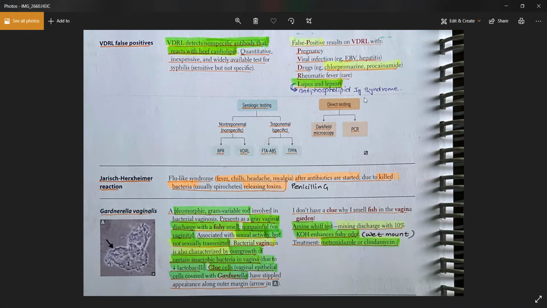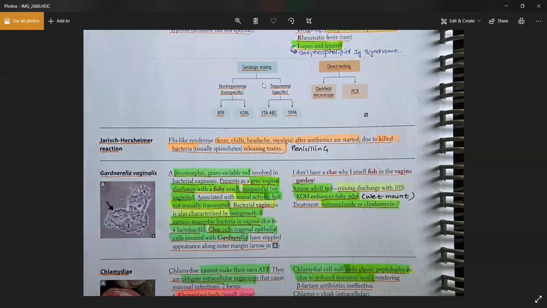In lupus, you will get the antiphospholipid antibody syndrome. So it is positive in antiphospholipid antibody syndrome, in leprosy, in rheumatic fever, in drugs, in viral infection, in pregnancy. You can remember by the mnemonic: false positive, the P of VDRL. So false positive VDRL is a mnemonic you can use.